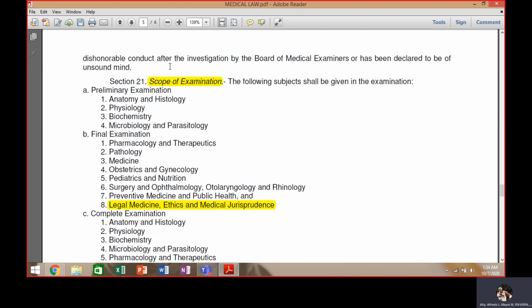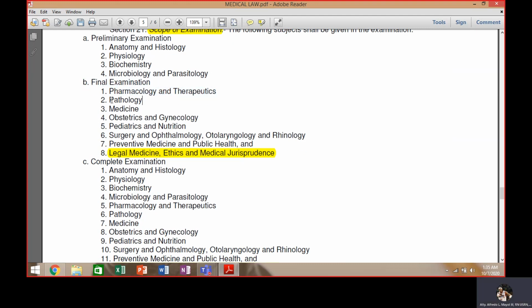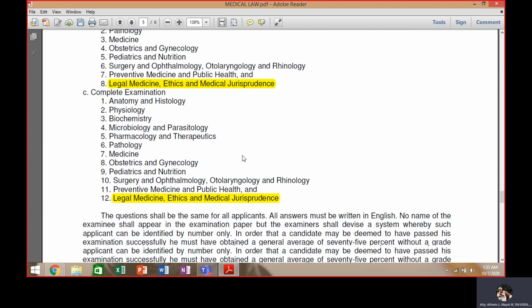Section 21, the scope of examination. So these are the subjects of examination that the student must master, must hurdle in order to become a full-fledged doctor. So the following subjects shall be given in the examination: preliminary examination, anatomy and histology, physiology, biochemistry, microbiology, and parasitology. Final examination, pharmacology and therapeutics, pathology, medicine, obstetrics and gynecology, pediatrics and nutrition, surgery and ophthalmology, otolaryngology, rhinology, and then preventive medicine and public health. And of course, our subject, legal medicine, ethics, and medical jurisprudence.